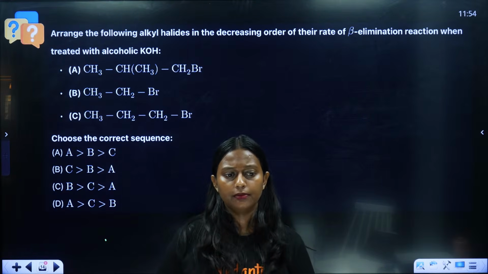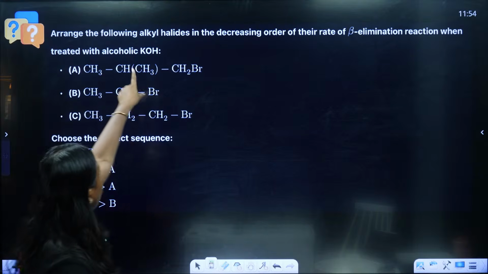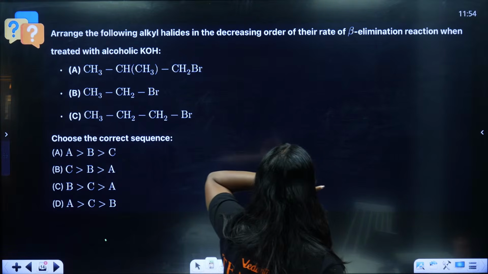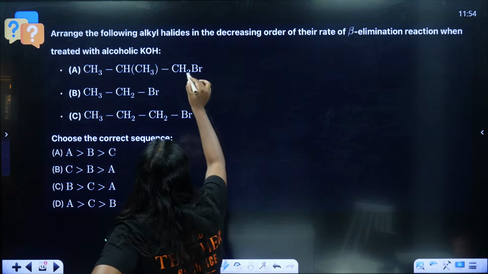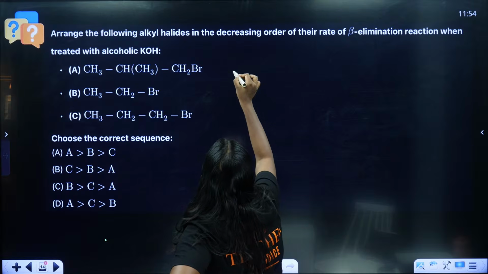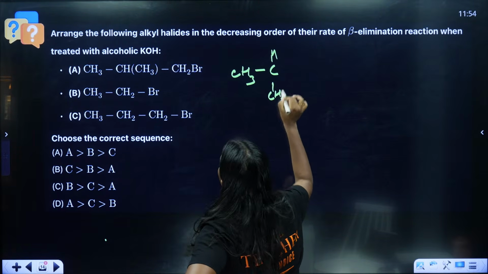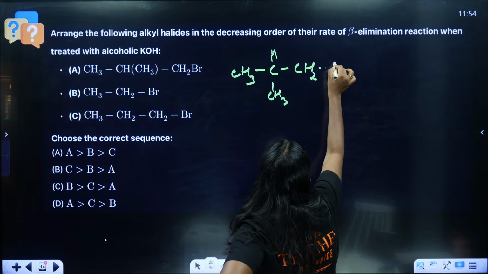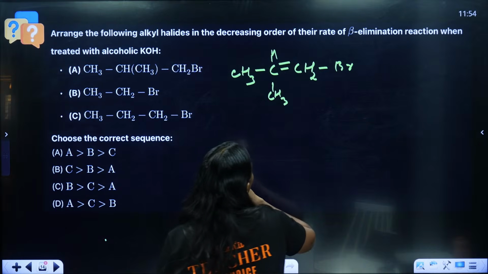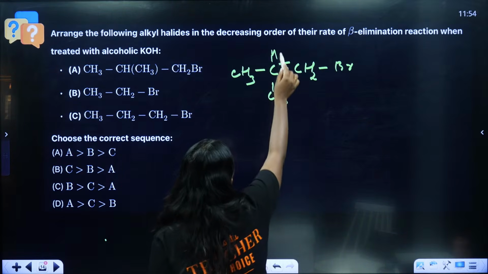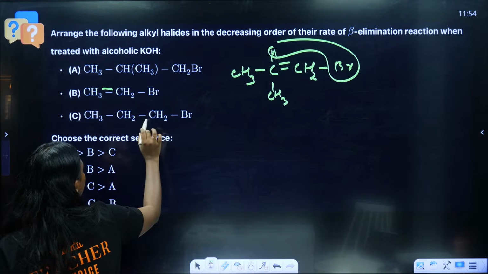Come on, quickly. Yes ma'am, D. You guys are saying it's D. Let me check. Arrange the following alkyl halides in decreasing order of their rate of beta elimination. So what will happen? Here I am writing CH3CH2Br. You can see the double bond will form here. The next one, the double bond will form here.